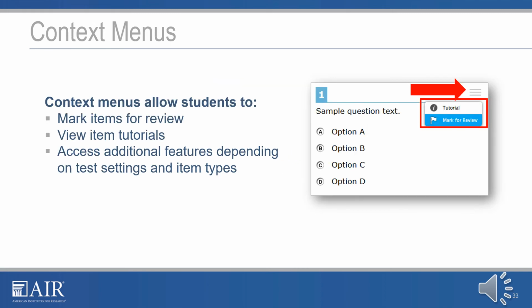Some test items and stimuli contain context menus. Students may use context menus to mark items for review, view item tutorials explaining how a particular item type works, and access additional test features.